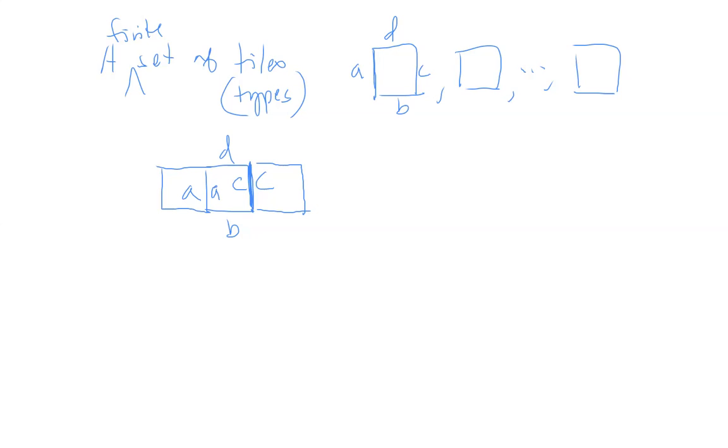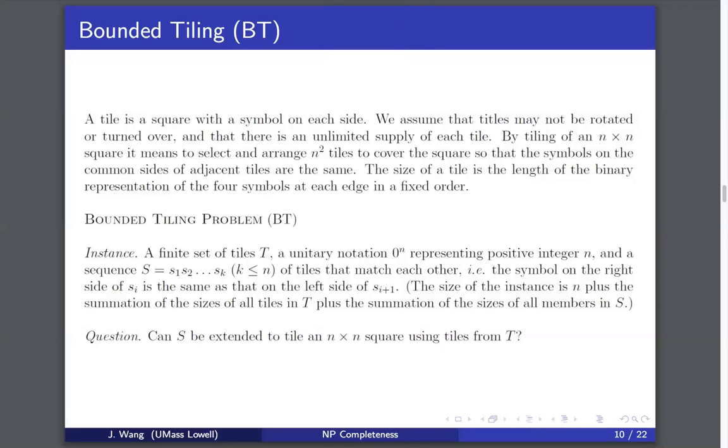Now this is the unbounded tiling. We know that unbounded tiling is not decidable, but if we put a bound there, then we have bounded tiling. So now let's go back to the definition here. What we have now is a finite set of tile types, and we are given an n by n square. We want to know whether we can extend these tiles and fill in this n by n square. That means we need to arrange n squared tiles to cover the square so that the symbols or colors on the common side of adjacent tiles are the same.